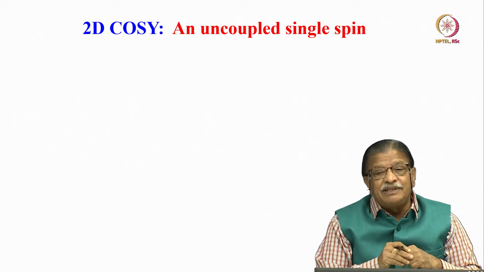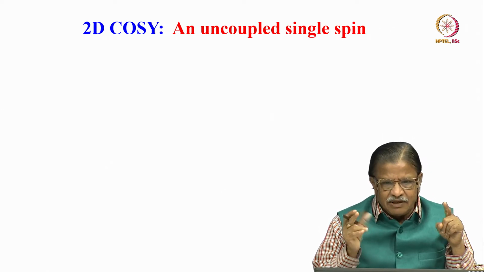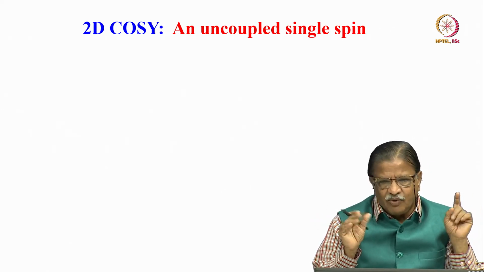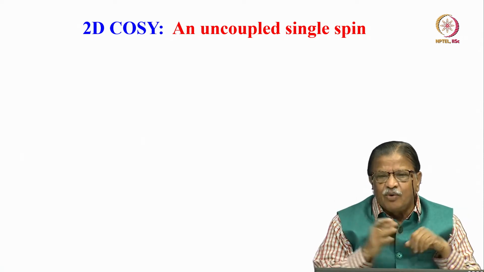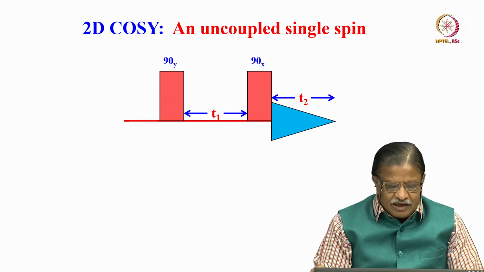Okay. Now, before going to the coupled spin, we will understand how the 2D COSY spectrum looks in an uncoupled single spin. When I have a single spin, there is no coupling at all, only one chemical shift. How does the COSY spectrum look? Now, this is the 2D spectrum.